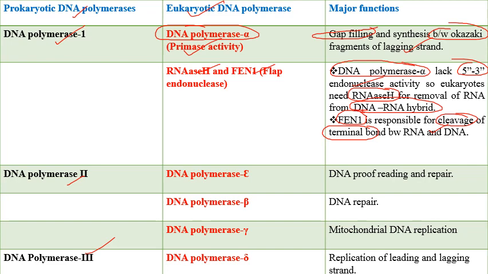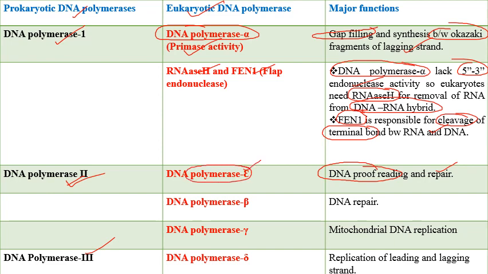Next comes DNA polymerase 2. In case of prokaryotes, this enzyme helps in DNA proofreading and repair. So these are its two important functions, and this function in case of eukaryotes is performed by DNA polymerase epsilon.